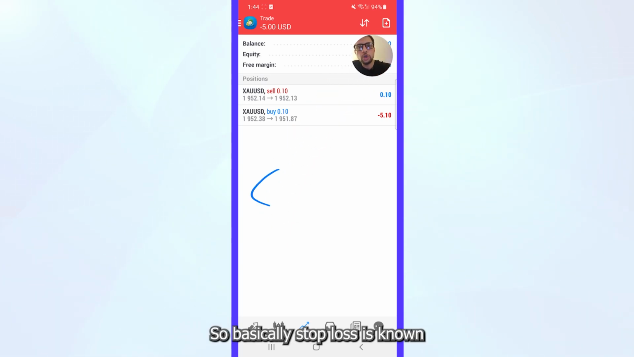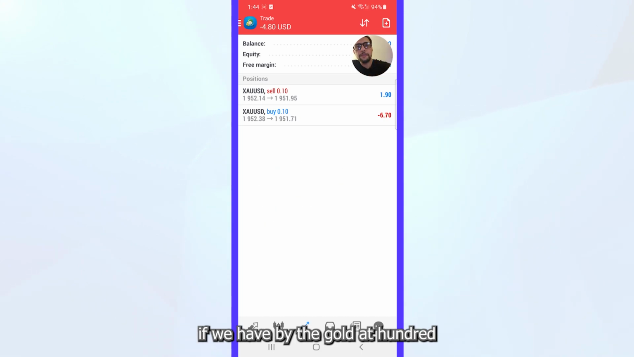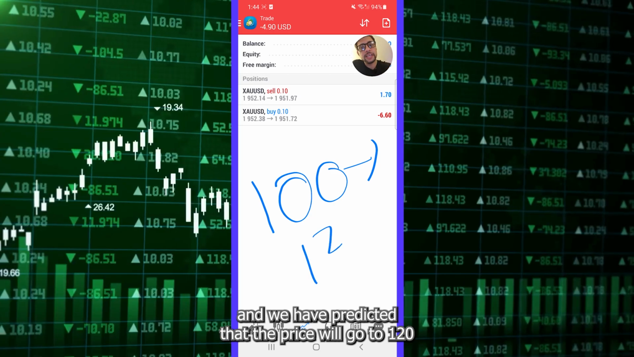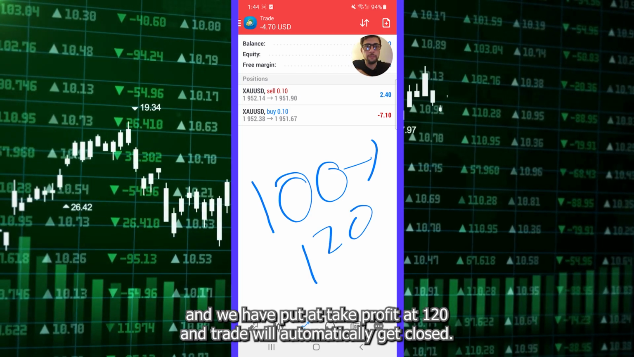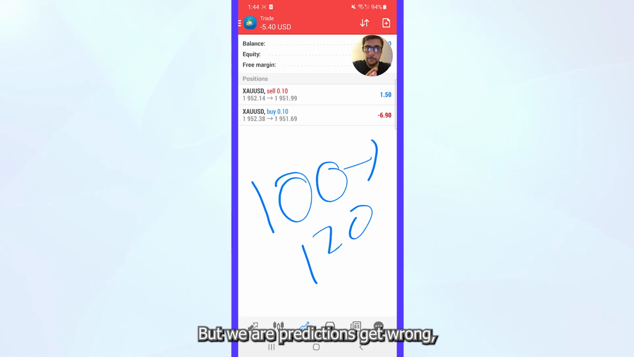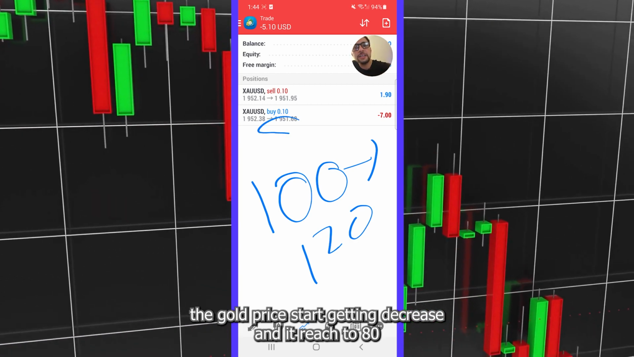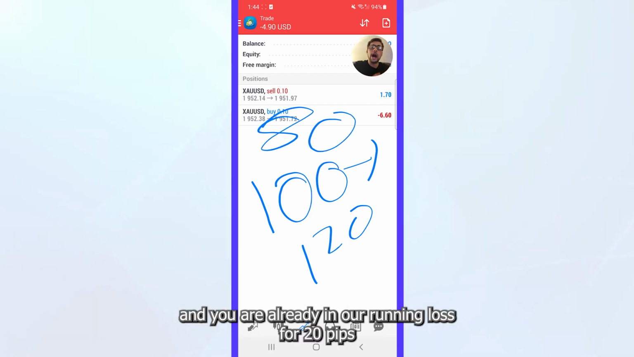Stop loss is also known as SL. So what is it? Just imagine we have bought gold at 100 and we have predicted that the price will go to 120, and we have put our take profit at 120 so the trade will automatically get closed. But where predictions go wrong, the gold price starts decreasing and reaches 80, and you are already in a running loss of 20 pips.